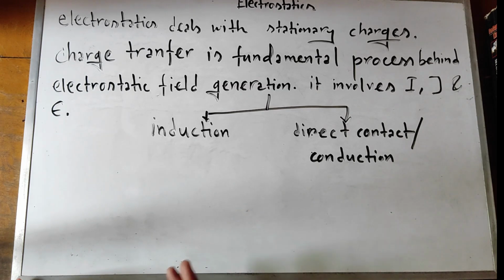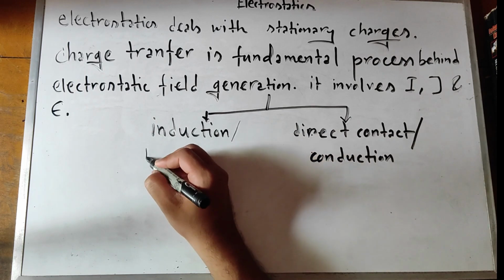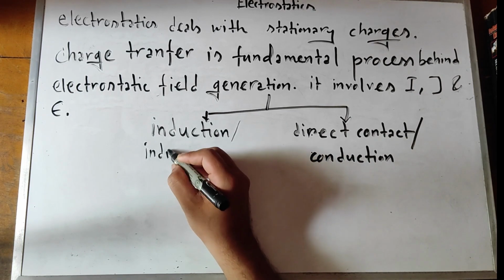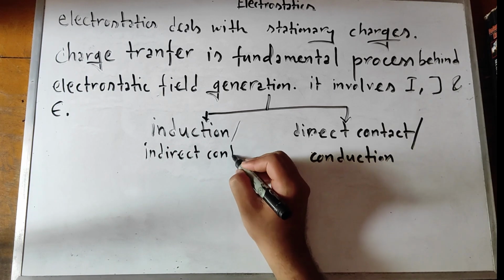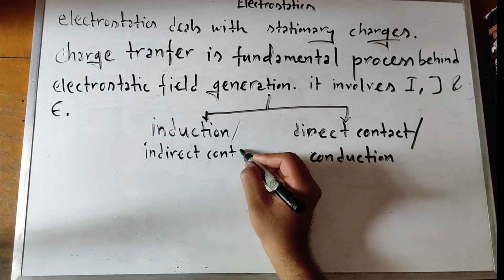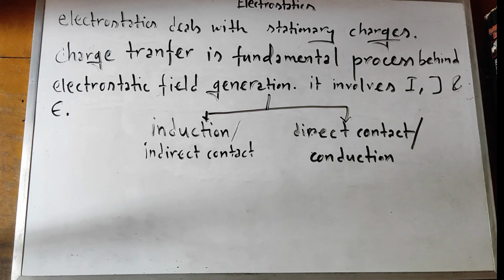So any kind of fields we can generate by induction or direct contact. Induction is also called a distant influence, influence from a distance. Direct contact is conduction. So these are very important.